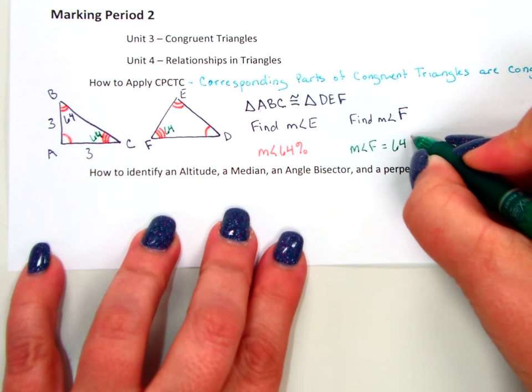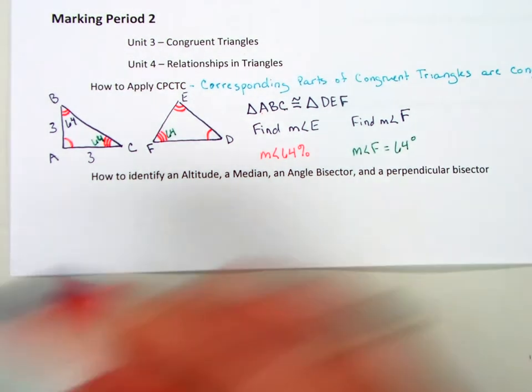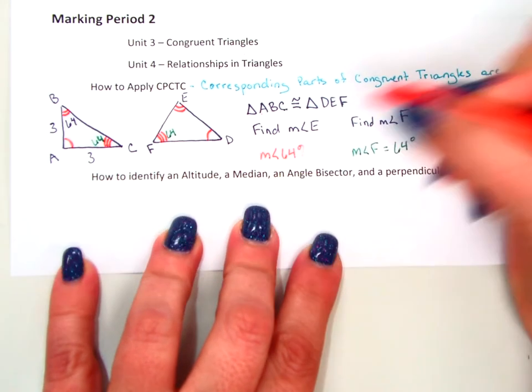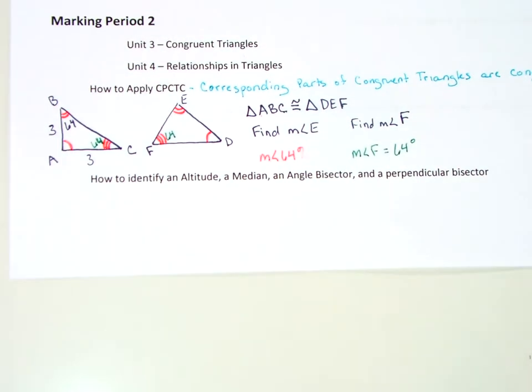Measure of angle F equals 64. Oh, look, I put percent there. It's not a percentage, it's a degree. My brain is still doing probability. Degrees, not percents.